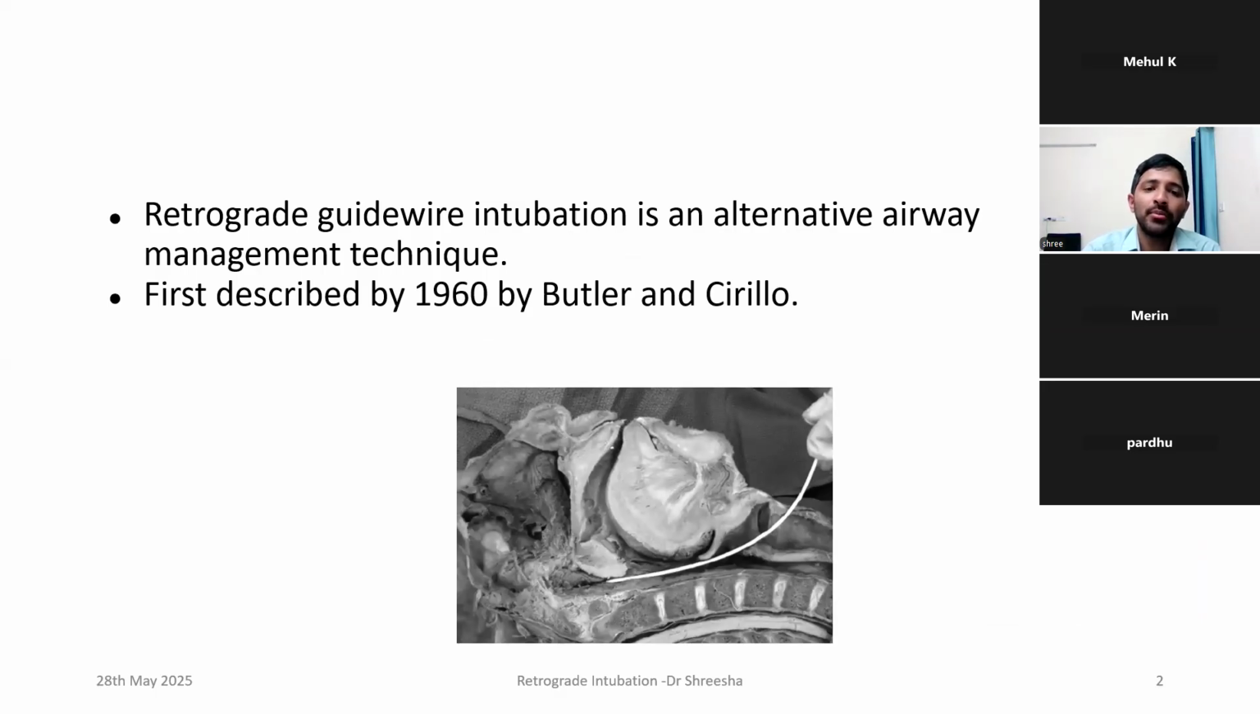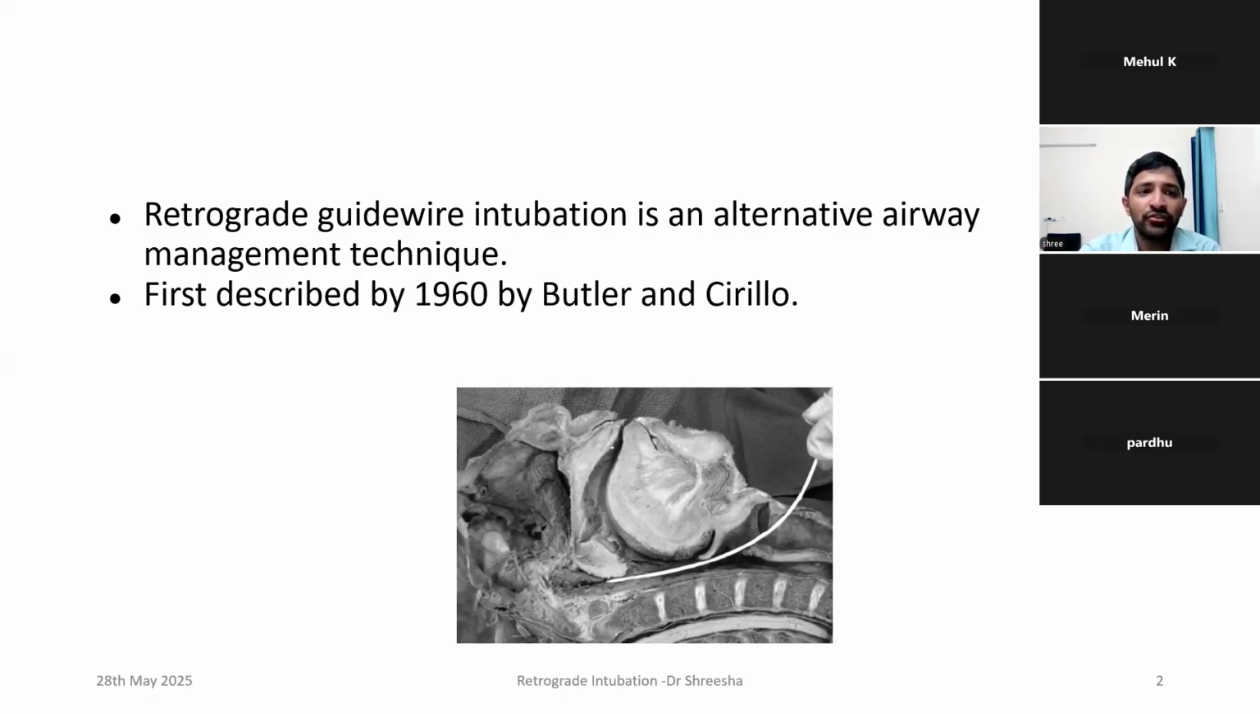It was first described in 1960 by Butler and Cirillo. Initially, the epidural catheter in the anesthesia set was used as the guide wire, and it was inserted through the cricothyroid membrane. Now there are commercially prepared retrograde intubation sets available. However, if we do not have those, we can have our own in-house set for this purpose.